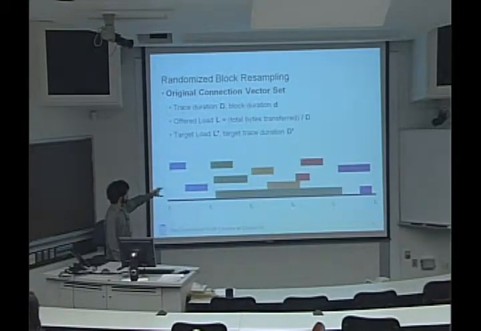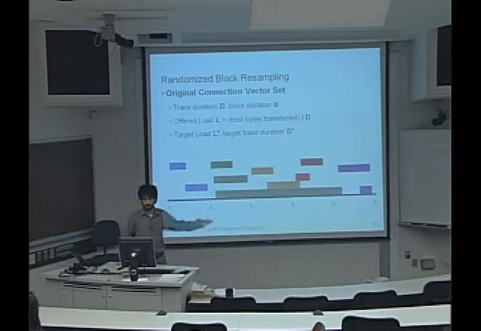And so this graph, even though it consists of blocks, it is different than the previous block graph earlier, but it represents a set of connection vectors, right? And each one of these represents a single connection. And you can imagine this set of connection vectors has some duration D, an offered load, which is the total number of bytes transferred over that duration, of L, some number, hundreds of megabits per second.